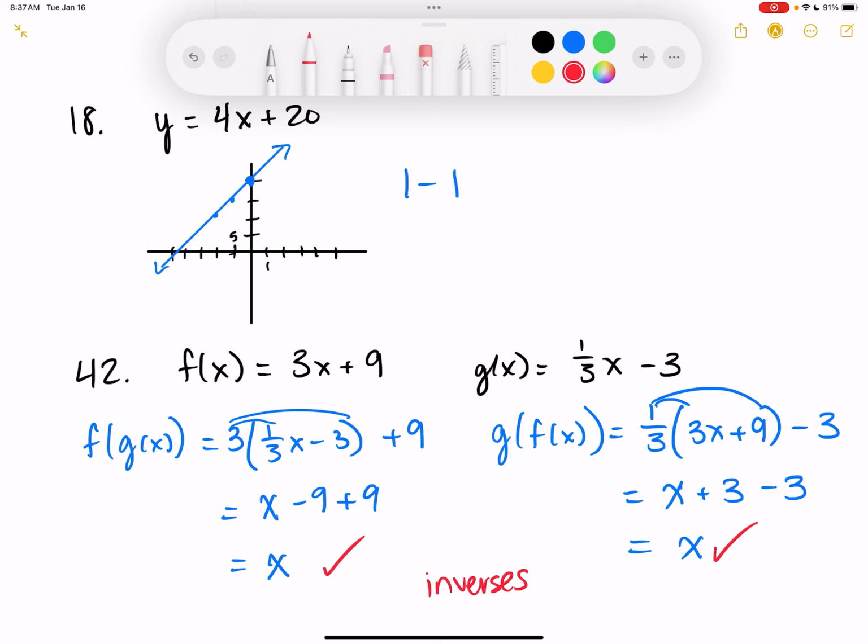So if it comes out to be anything other than an x by itself, like it came out to be 4x or it came out to be x minus 2 or something like that, that would not be an inverse. It has to just be an x by itself at the end.